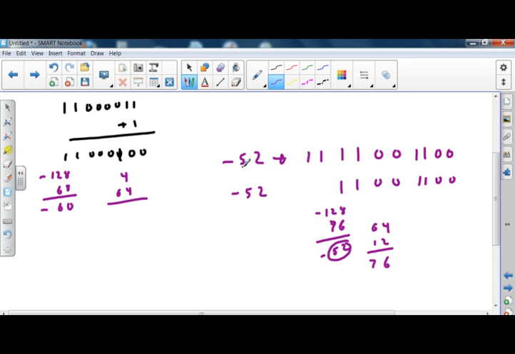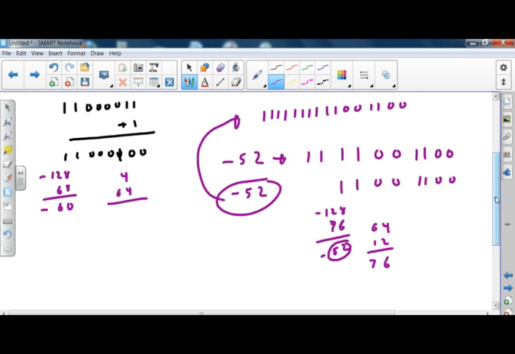So my calculator is giving me a 10-bit two's complement number for minus 52, but the 16-bit minus 52 would be 1, 1, 1, 1, 1, 1, 1, 1, 1, 1, 0, 0, 1, 1, 0, 0. So that's a 16-bit two's complement representation of minus 52. I could have a 32-bit representation. All I do is keep on adding ones. Anyway, back to what I'm doing here.